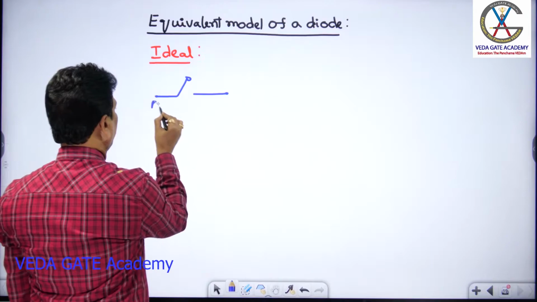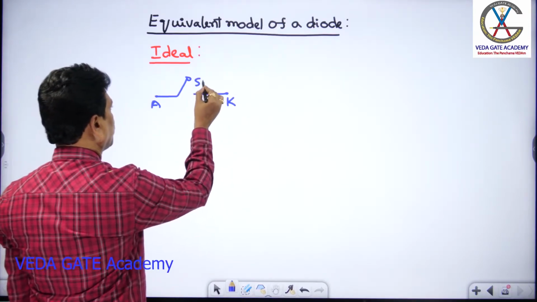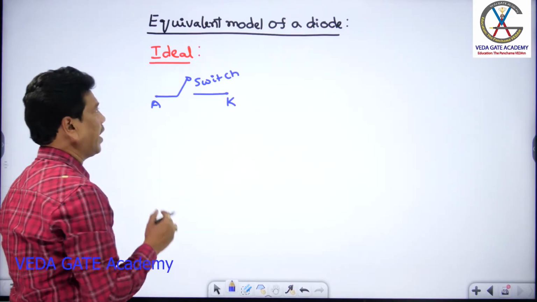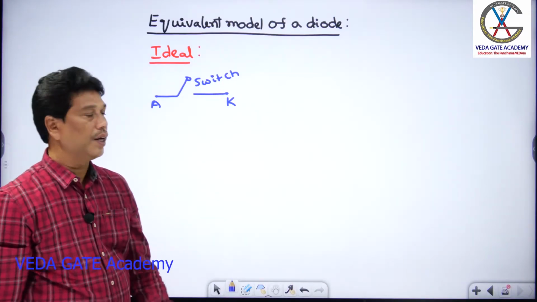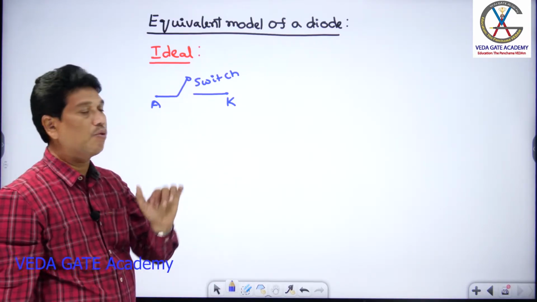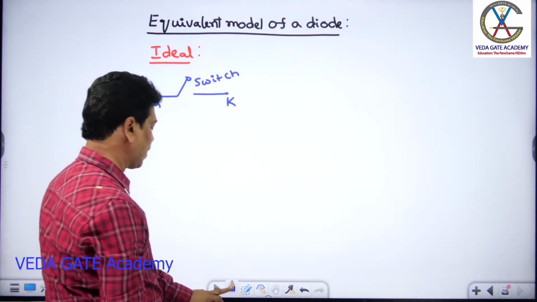This is the anode. This is the cathode. The diode just acts as a switch. In forward bias, it acts as a closed switch, and in reverse bias, it acts as an open switch. In forward bias, it acts as a closed switch of 0 resistance. In reverse bias, it acts as an open switch of infinite resistance. Now I can go for the practical condition.